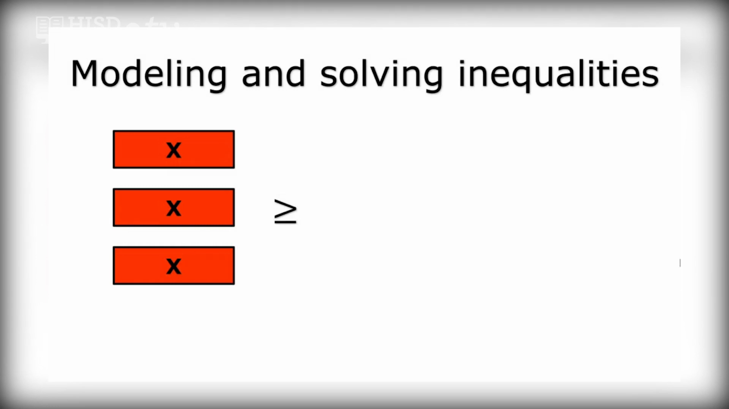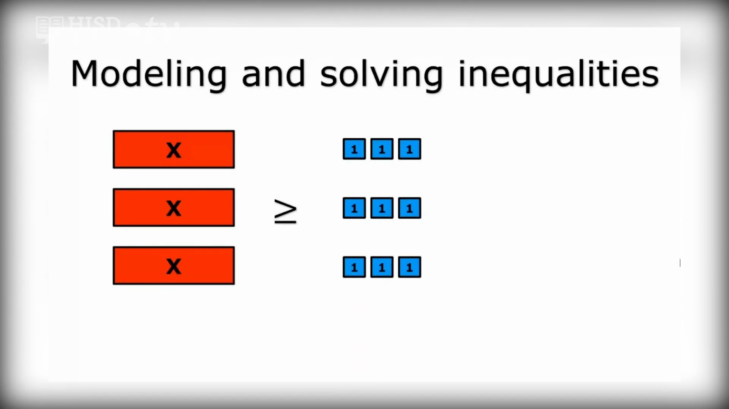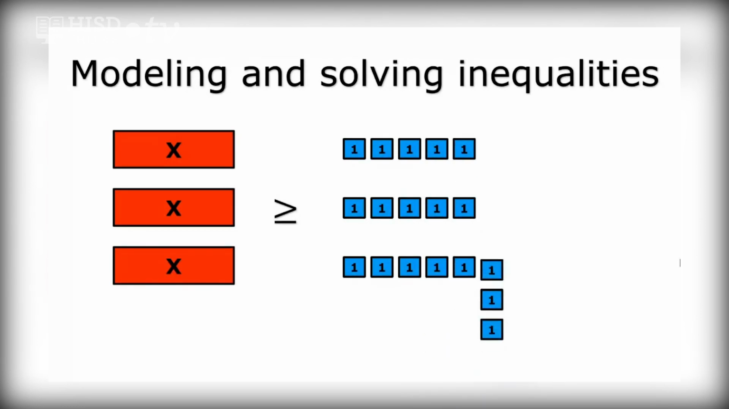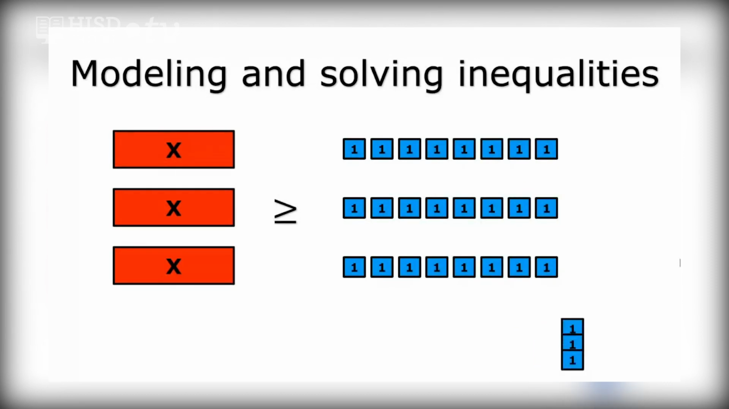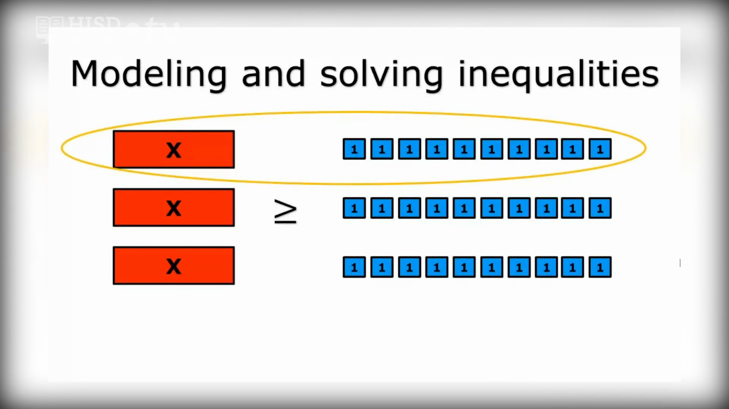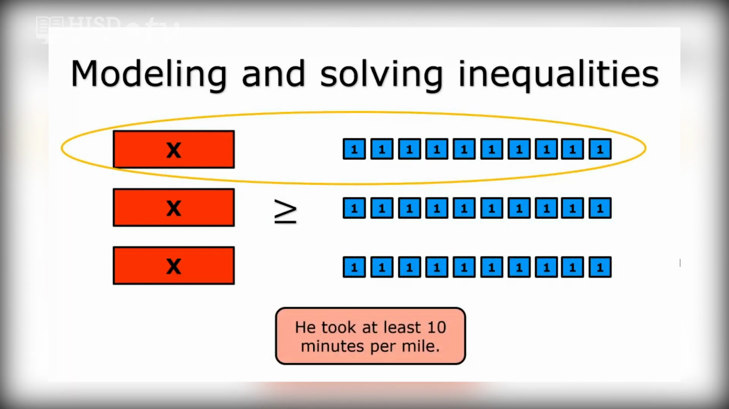And now because I have 30 on the other side, the only thing I have to do is divide the 30 by the 3 miles. So of course, I'm going to do it one by one so you can see how this process is modeled. And once I do that, I realize that for each mile, I took at least 10 minutes to complete it. So my answer is going to be: I took at least 10 minutes per mile.